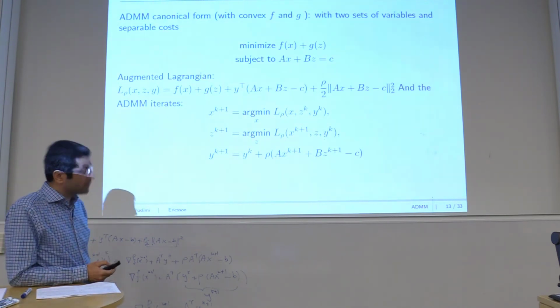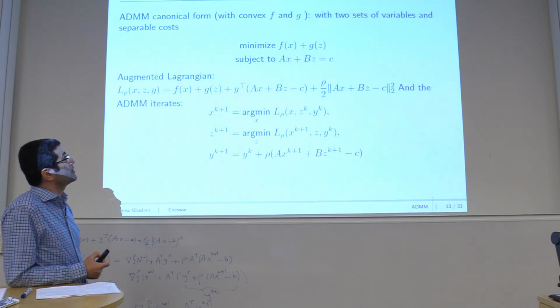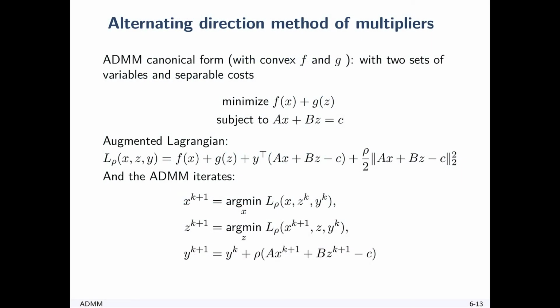The so-called alternating direction method of multipliers has this canonical form, meaning that we have two functions that we are solving, minimizing f of x and g of z, subject to, again, some complicating constraint. In fact, you can set g of z equal to 0, then you recover something like the previous case, but still you have some z parameter.